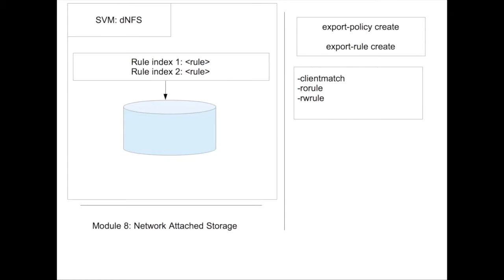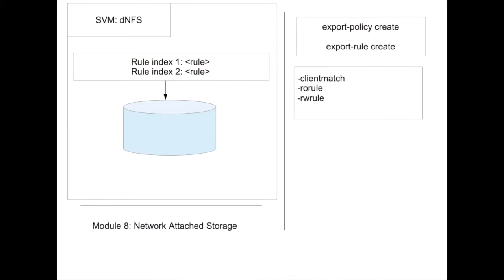So when you create a rule, there are 3 items you have to supply at least. And the first one is client match, meaning any of the clients that match this particular entry, so be it a subnet or a domain name or a specific IP address, then the following 2 rules will be applied. The first one is the read-only rule, and the second one is the read-write rule. Obviously meaning you're allowed to read and you're allowed to write.